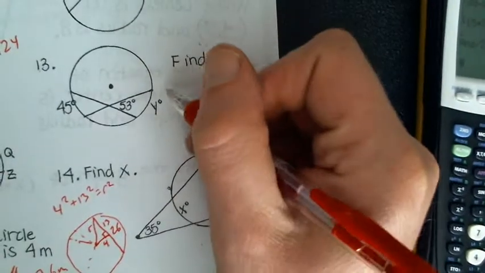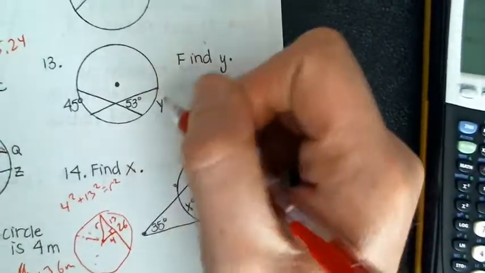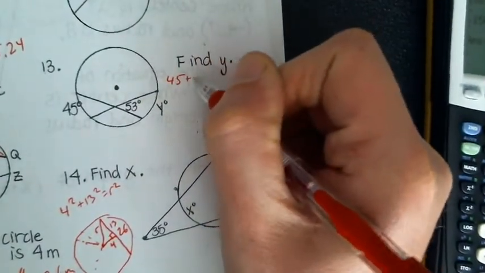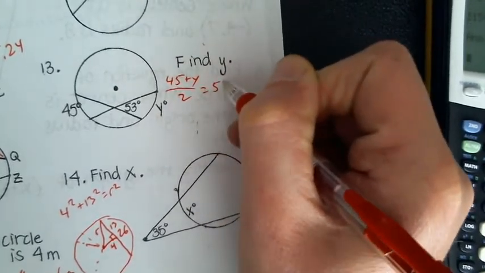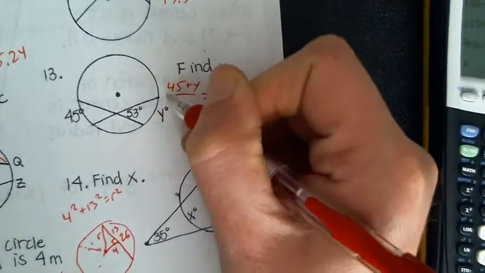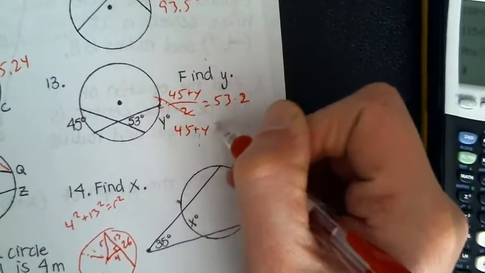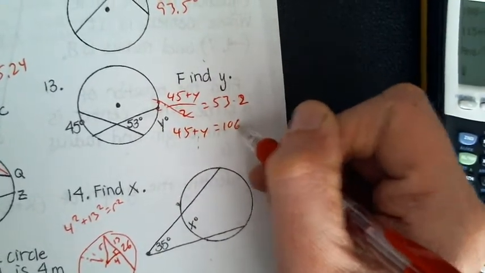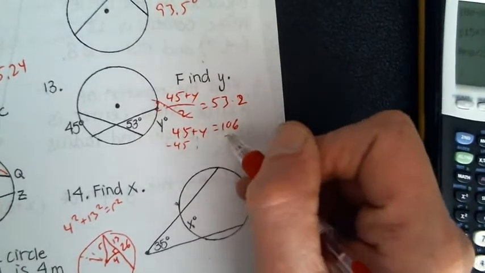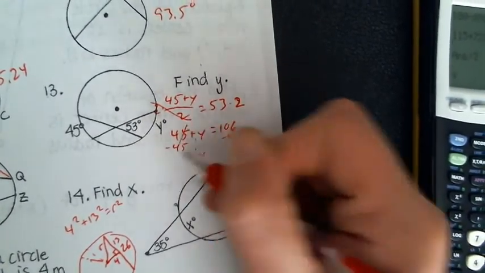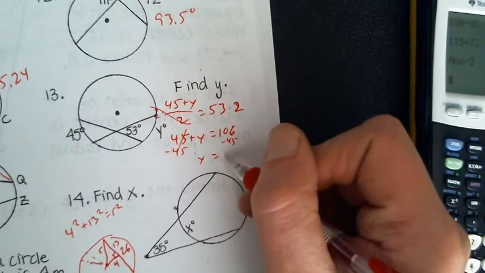That's when we're going to write it out. This would be the average of these two. So 45 plus y divided by 2 equals 53. Multiply both sides by 2 to cancel that. You get 45 plus y equals 53 times 2, or 106. Subtract 45 from both sides. Means that y equals 61.